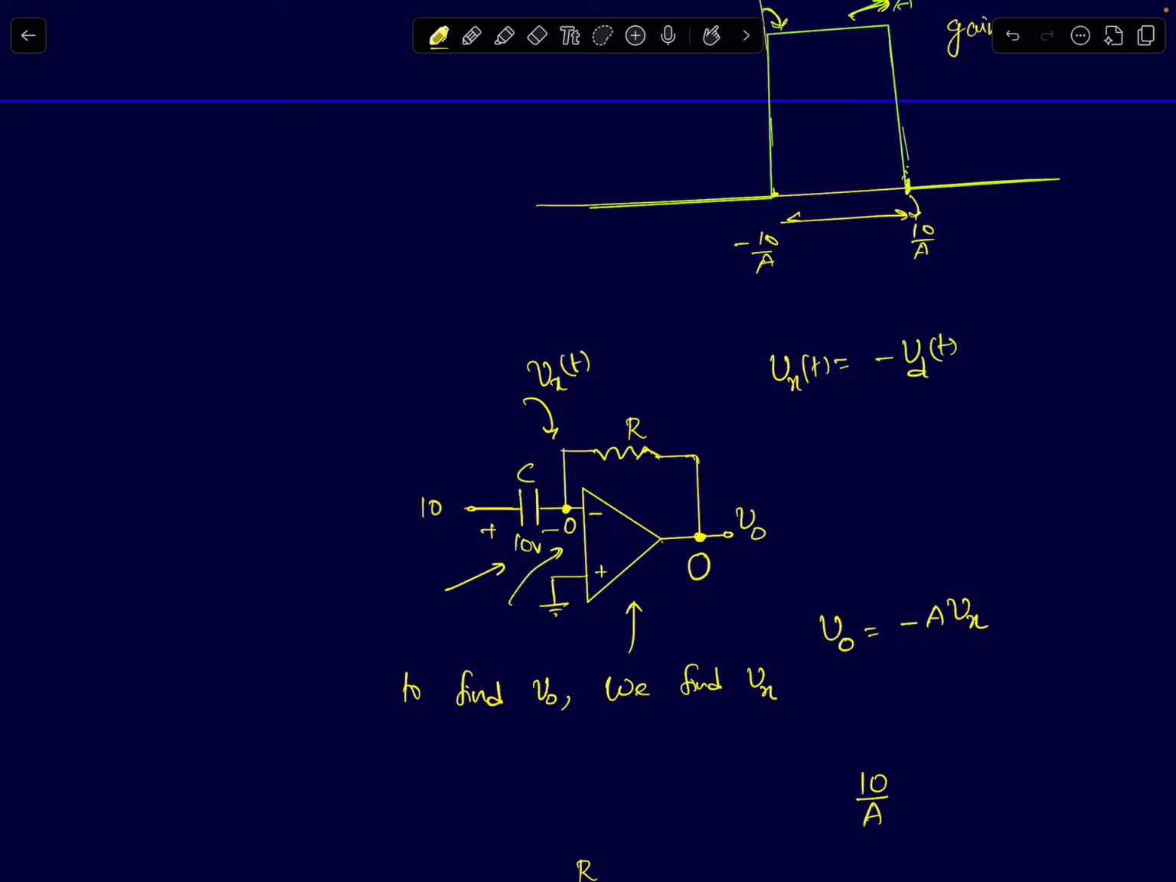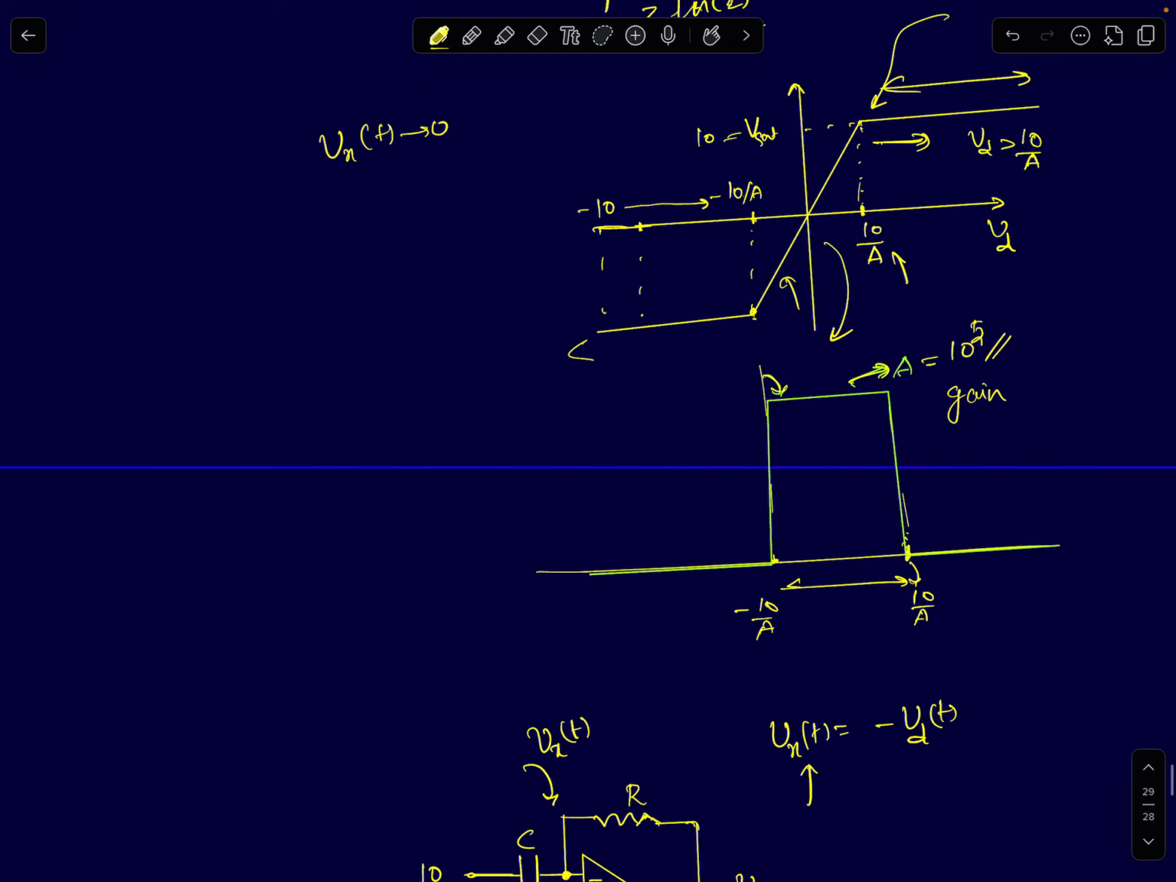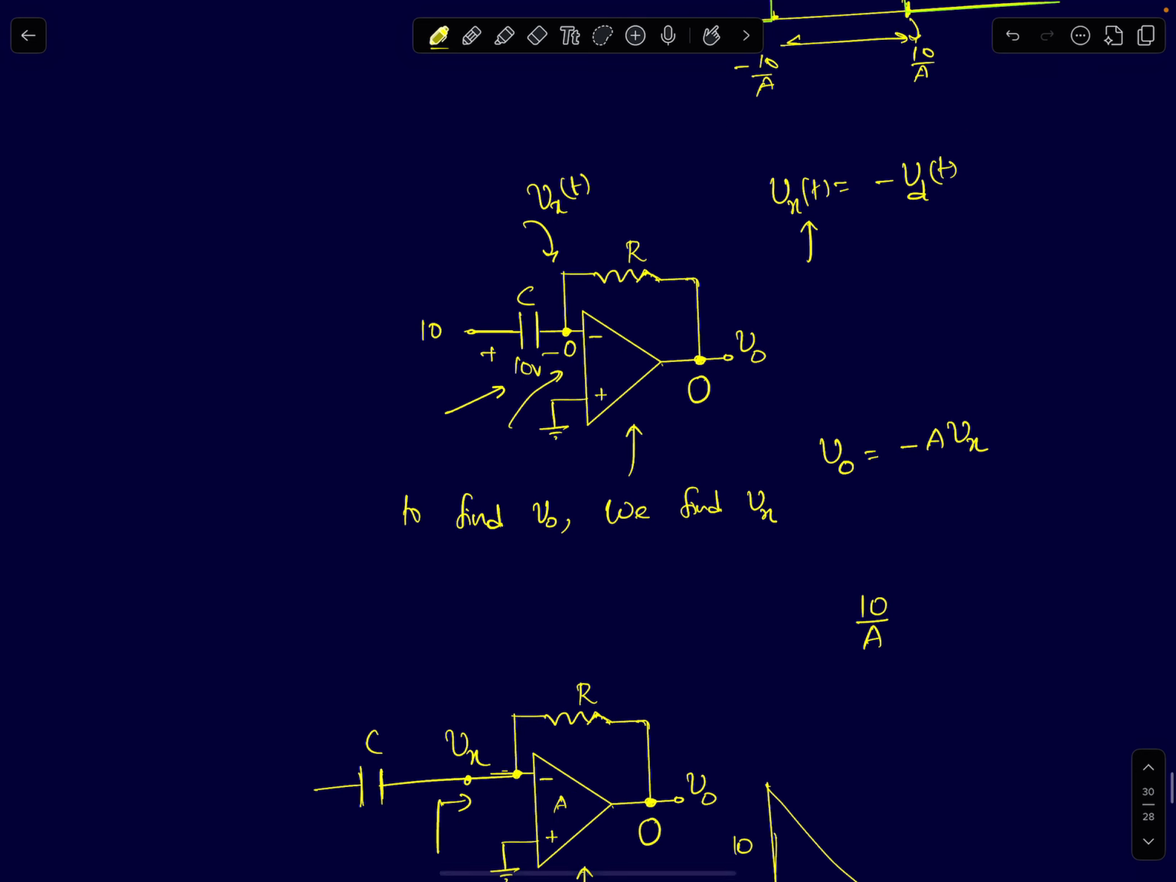Minus of Vd. Vd is the differential input to the op amp. It's just negative sign. So if I know what is the Vx of t, I can easily, using this graph, tell what should be the value of V0. Because if you see it, there is a mapping between Vd, which is nothing but minus Vx, and V0. There is a unique mapping: for every value of Vd, you have a precise value of V0. So if I find out Vd or Vx, I can find out V0 as well. So now let's come back to the circuit.